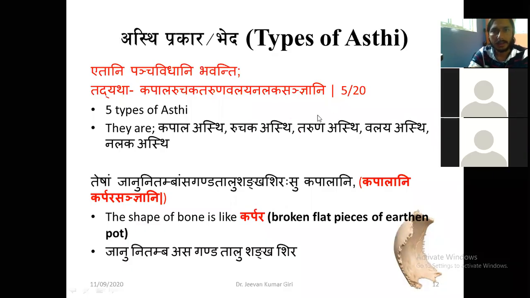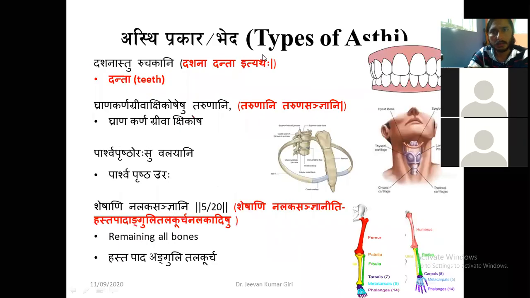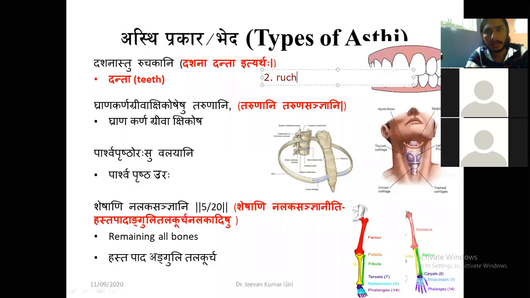Now see the next, that is the ruchaka asti. So now next asti, that is the ruchaka asti. The second type of asti by Acharya Susruta is the ruchaka asti. You can write it in Devanagari also. So now see which bones are the ruchaka asti.